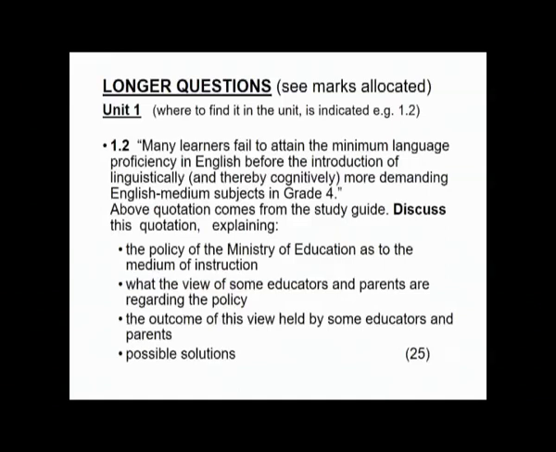What do I want you to do? Discuss this quotation, explaining the following. What is the policy of the Ministry of Education as to the medium of instruction? What is the view of some educators and parents regarding this policy? So first you have to give the policy of the Ministry of Education. Now, what do some educators like me, for instance, or some parents, what are their view regarding the policy? What is the outcome of the view held by some educators and parents? And then you will find some possible solutions.